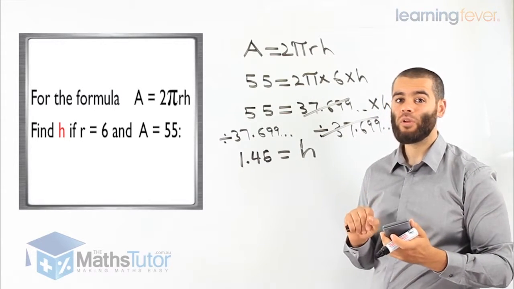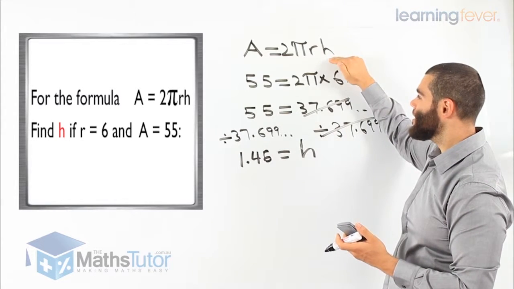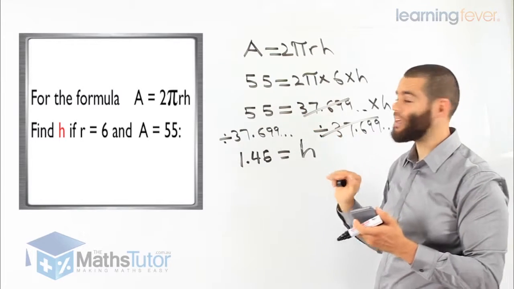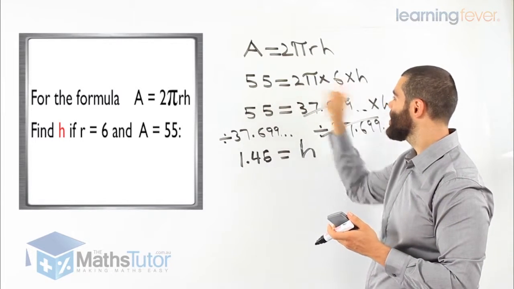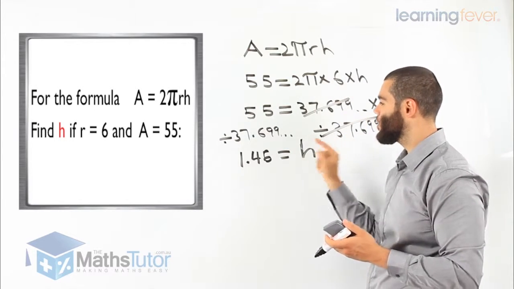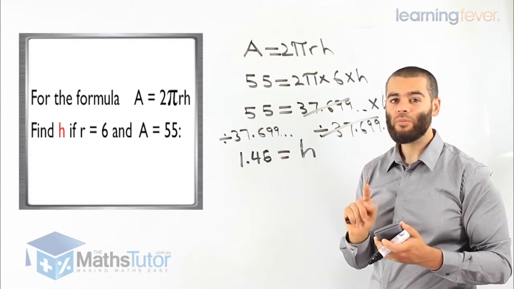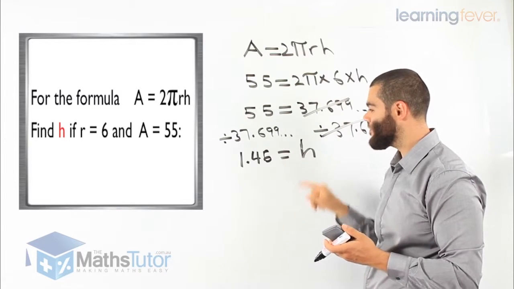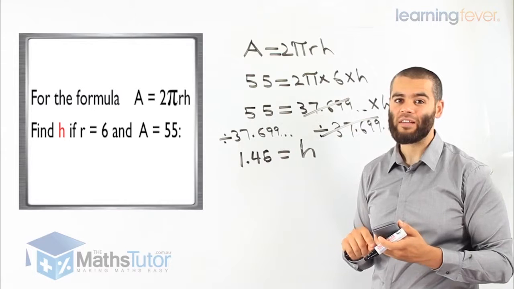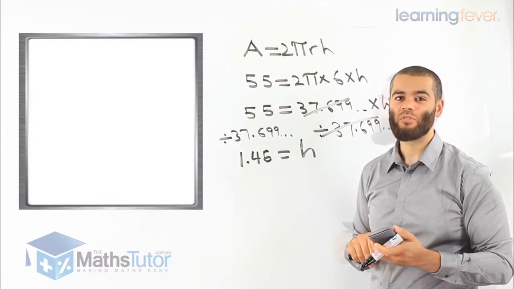Once again, what do we do? We write our formula. Very important to substitute correctly. Make sure we put the numbers in the correct place. A is 55 and R is 6. And then we complete and we work out the equation as normal. Very important to make sure that if you need to round off, in this case we're rounding off to 2 decimal places, you round off correctly. Let's do 2 more examples.